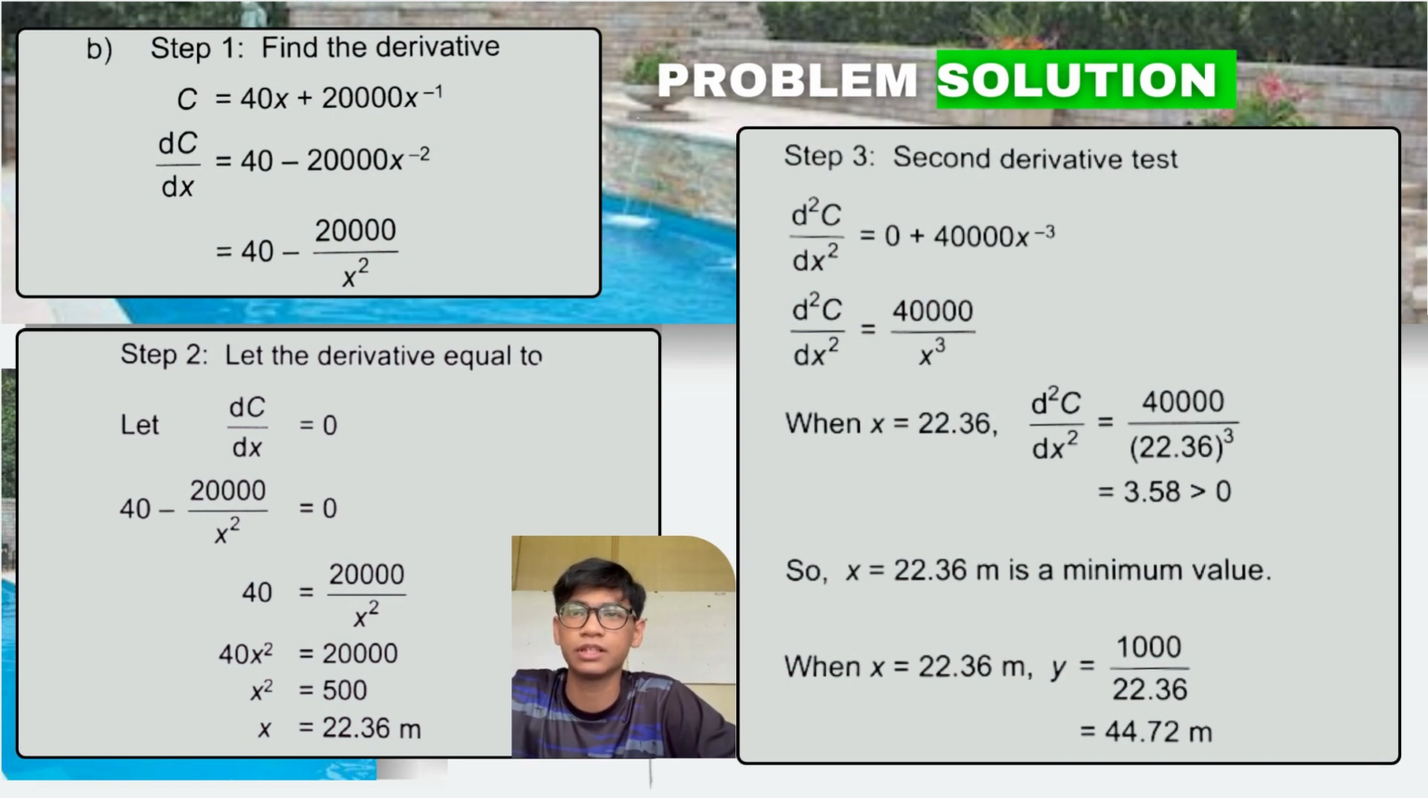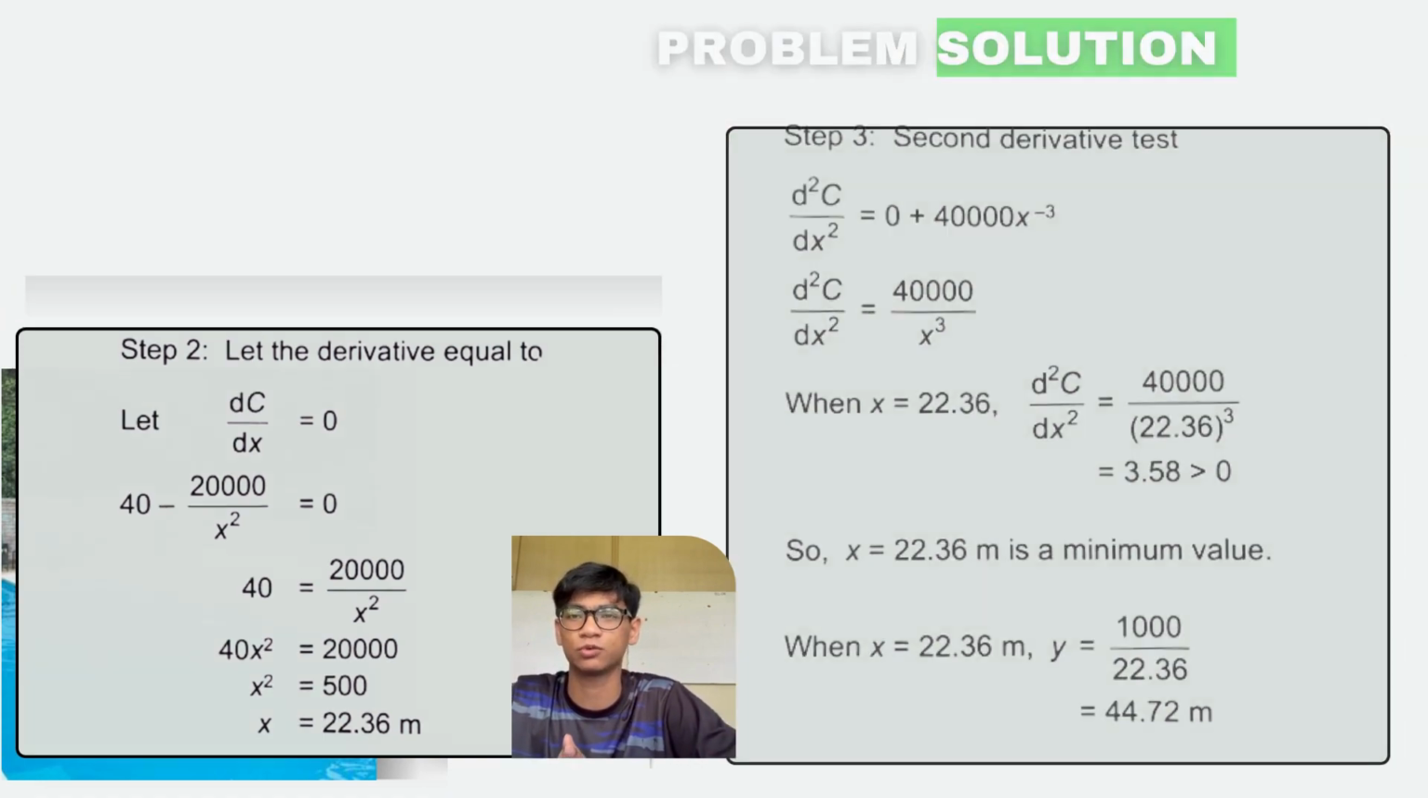Step 1. Find the derivative. We just have to write back the equation of C. C equals 40x plus 20,000x to the power of negative 1. And then we do the first derivative. It will become dC over dx equals 40 minus 20,000x to the power of negative 2. And then we bring x below the 20,000. It will become 40 minus 20,000 over x to the power of 2.